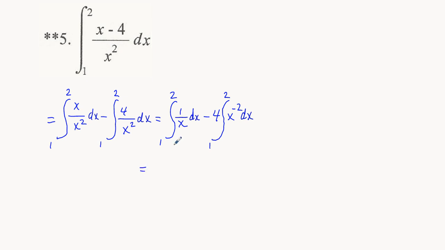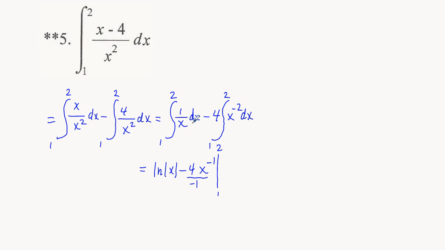So we're going to have the integral of 1 over x dx, which is going to be the natural logarithm of the absolute value of x. And we're going to have minus 4 times x to the power of negative 2 plus 1, which is negative 1, over negative 1. And we're going to be going for our limits of integration from 1 to 2.